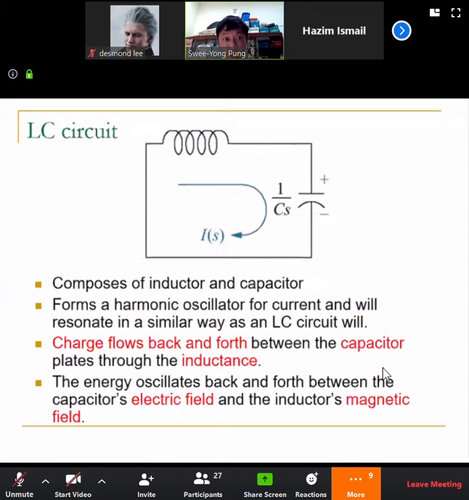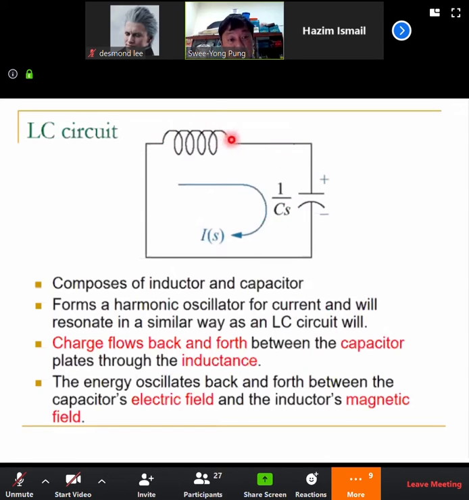Let's now look at the LCR circuit. Now, before we move to LCR circuit, we discuss about LC circuit. The LC circuit is composed of two components. One is inductor and one is capacitor. If there is a way, we can connect an external power supply, and then we apply voltage across this circuit, and then we remove the external power supply. Now, what is going to happen is the current is going to flow in this circuit, right?